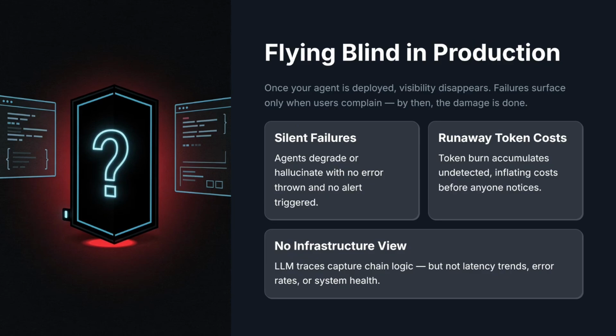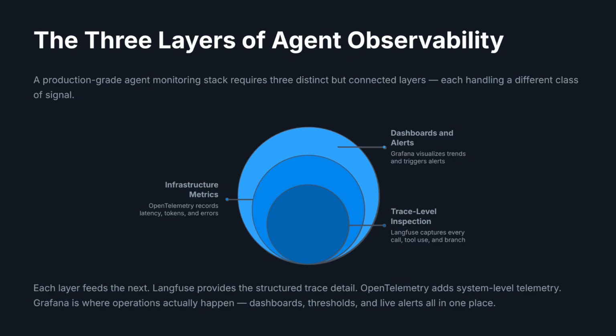Today we are wiring up a full observability stack that handles all 3 layers, and you will see exactly how they connect. Here is the stack that we're building. Langfuse sits closest to your agent. It captures every LLM call, every tool invocation, every decision branch, and structured trace. OpenTelemetry works one layer down, collecting infrastructure level metrics like request latency, token counts, and error rates.